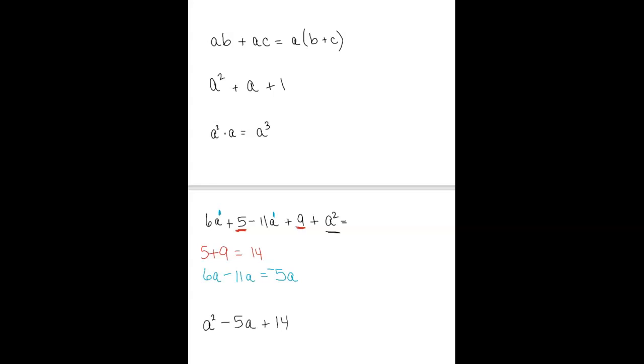In this particular instance, the like terms are not too difficult to spot. When we have more than one variable together, it can be a little more challenging.